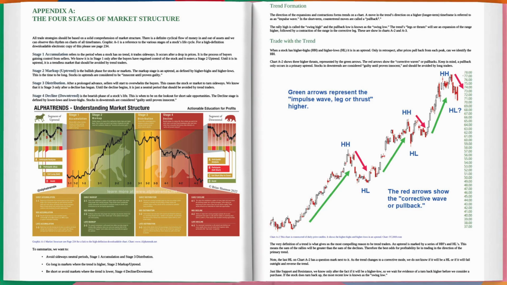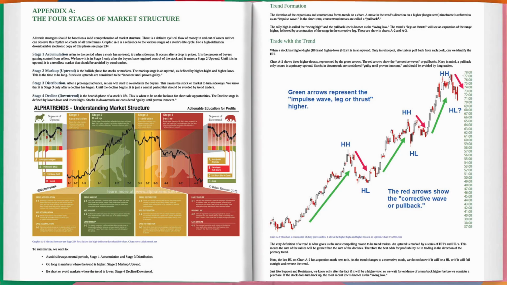Stage 4 decline downtrend is the bearish phase of a stock's life. This is when to be on the lookout for short sale opportunities. The decline stage is defined by lower lows and lower highs. Stocks in downtrends are considered guilty until proven innocent.